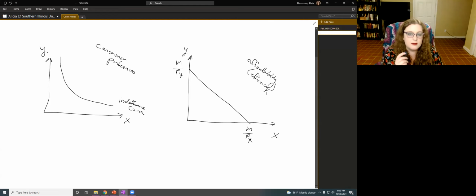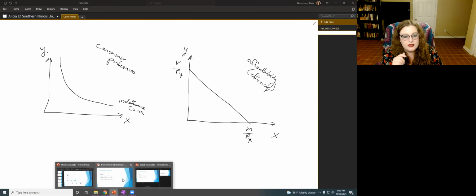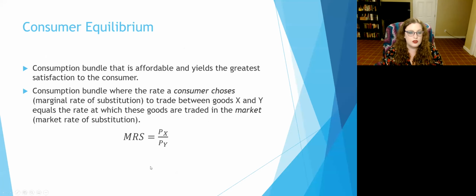Okay, well, when we need to think about adding these two pieces together, we have to think about something called consumer equilibrium. Consumer equilibrium is the bundle of consumption that is affordable, right? It has to either be within or on the line that gives the greatest satisfaction to the consumers.